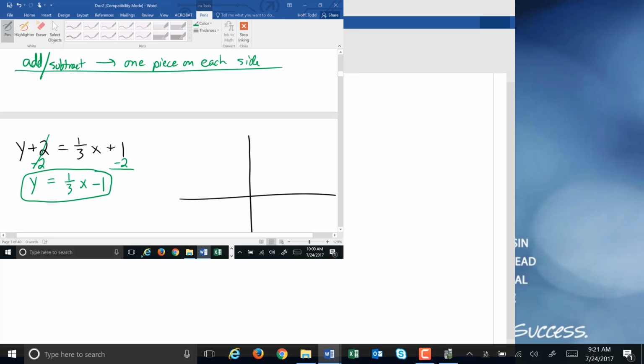So now that's what I graph. Where do I start with it? -1 is my first point. From there I go up 1 and then over 3. Like that.